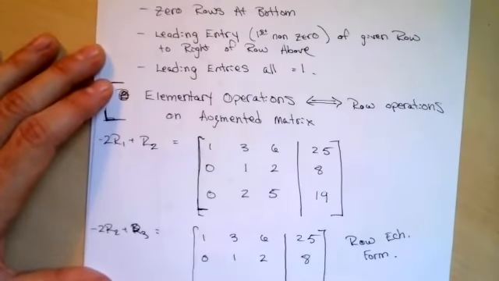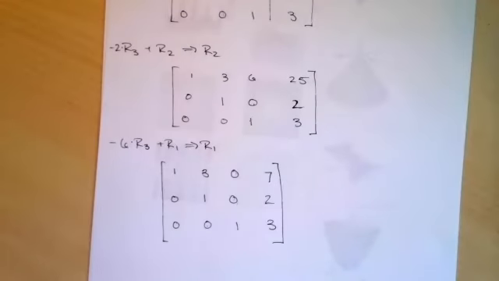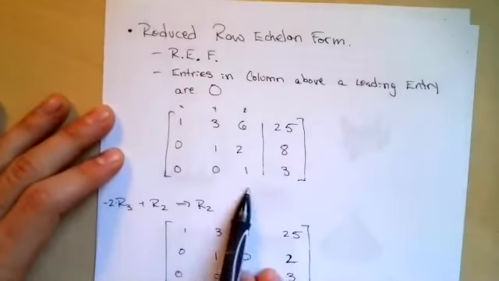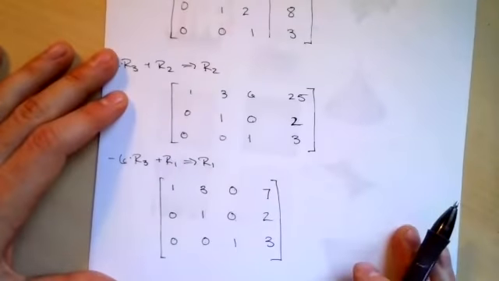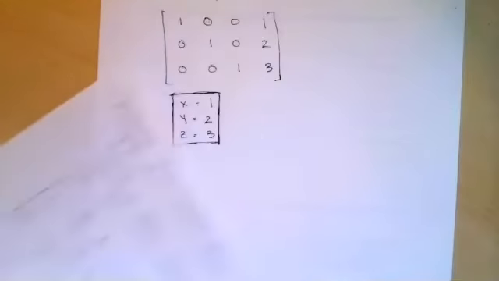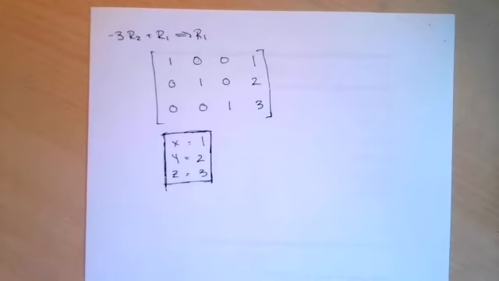So our first step is putting it in row echelon form, making sure we have 1s as our leading entries, 0s below all the 1s. Once you get to that, we can put it in reduced row echelon form. And the process of putting it in reduced row echelon form essentially determines a solution for us.